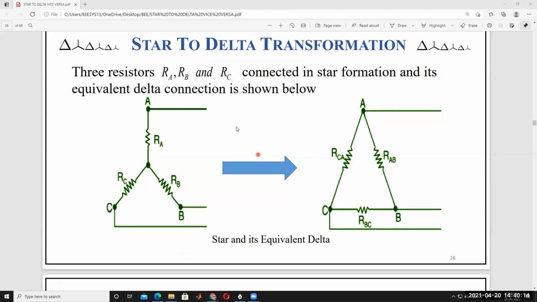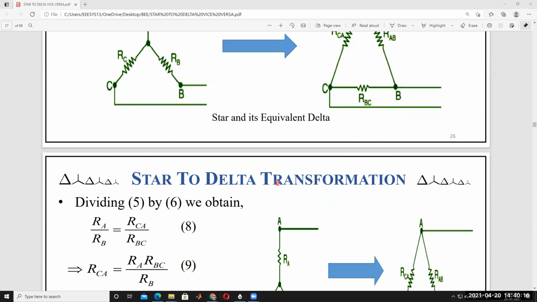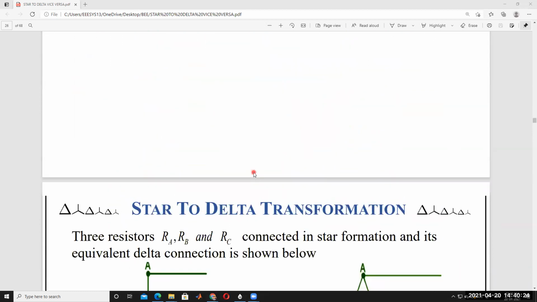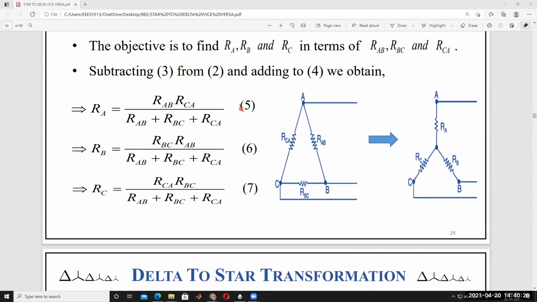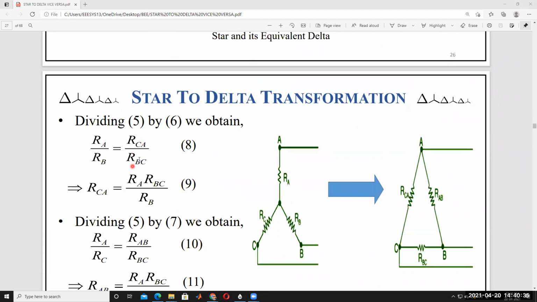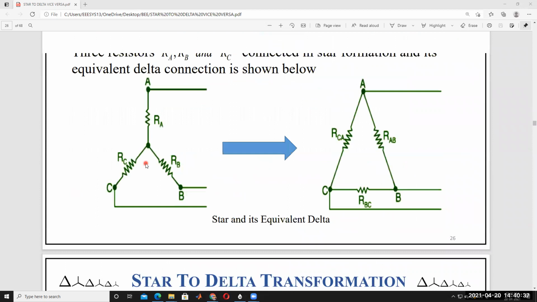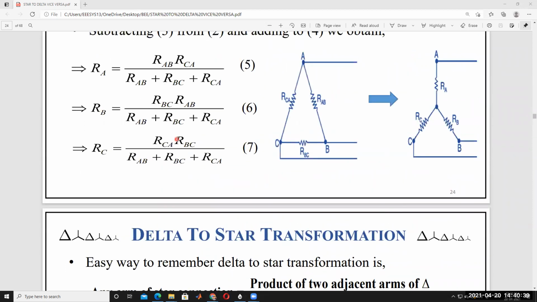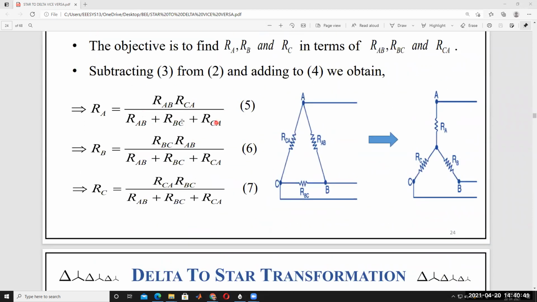Okay, so to convert star to delta transformation, we use the previous expressions, dividing the fifth equation by the sixth. So dividing 5 by 6, RA divided by RB, you will get RCA divided by RBC, because the denominator part is the same here.